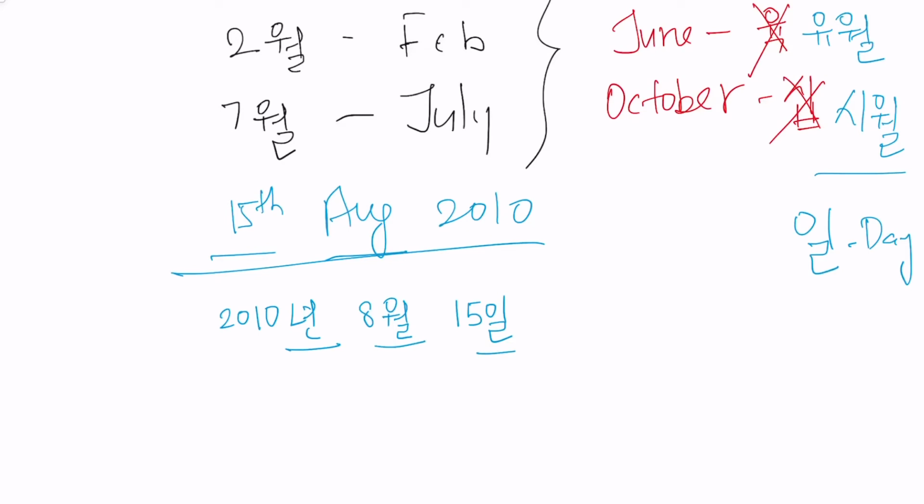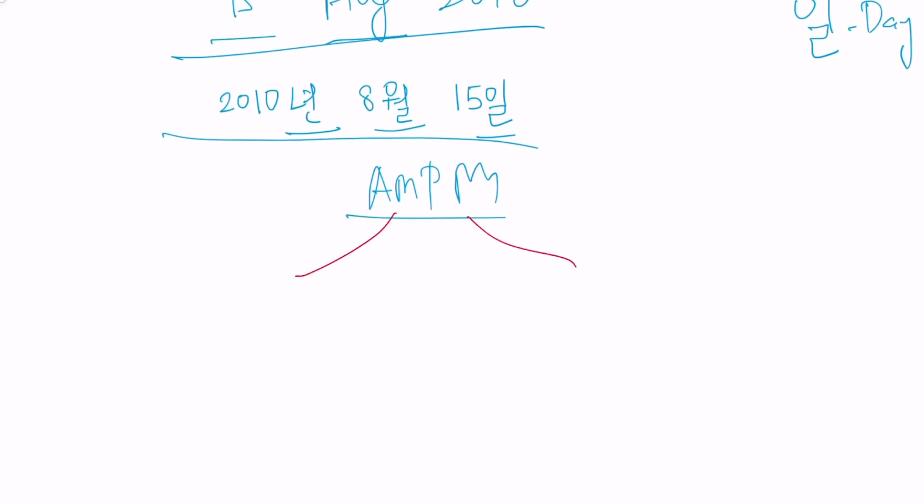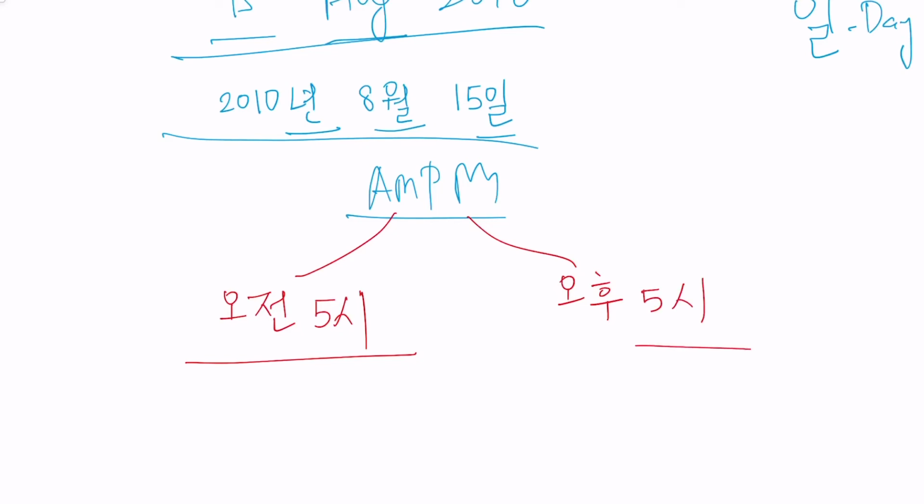Oh, we forgot that. How to say AM and PM? That's very easy. For AM we have the word ojeon, and for PM we have the word ohu. So if you say ojeon 5시, then it means 5 o'clock in the morning, like 5 a.m. But if you say ohu 5시, it becomes PM, 5 p.m.